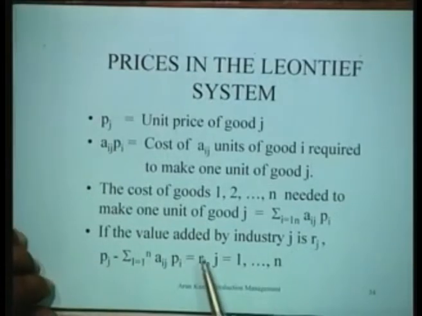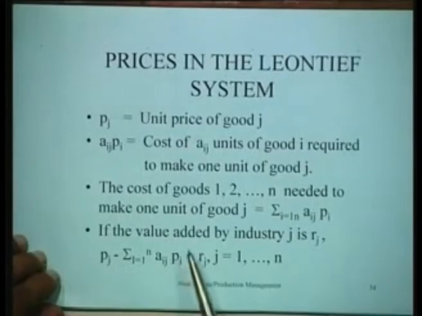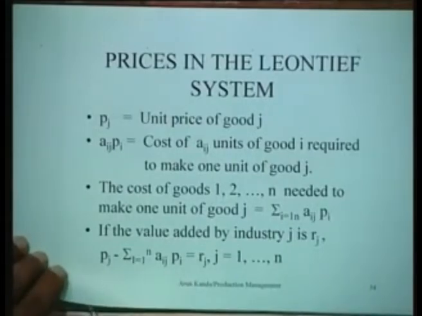So, if Rj is the value added in the economy, the price of good J minus this quantity should be equal to the value added in the industry, and basically these equations for i equals 1 to n will be the n equations that you will use to solve for the Pj's.